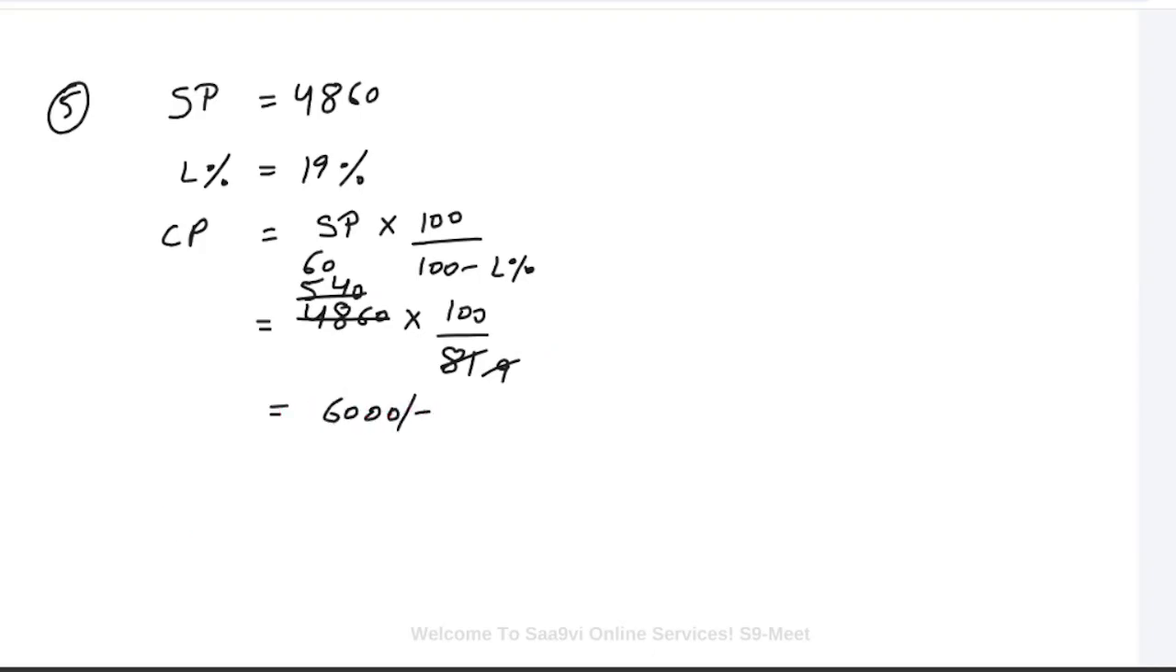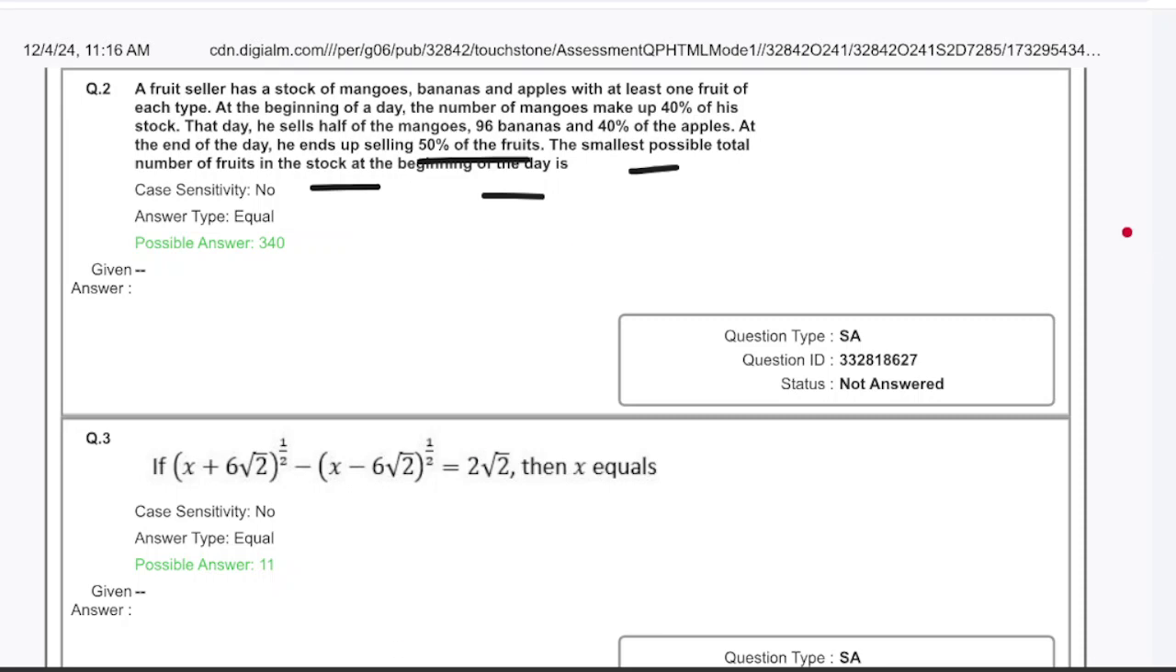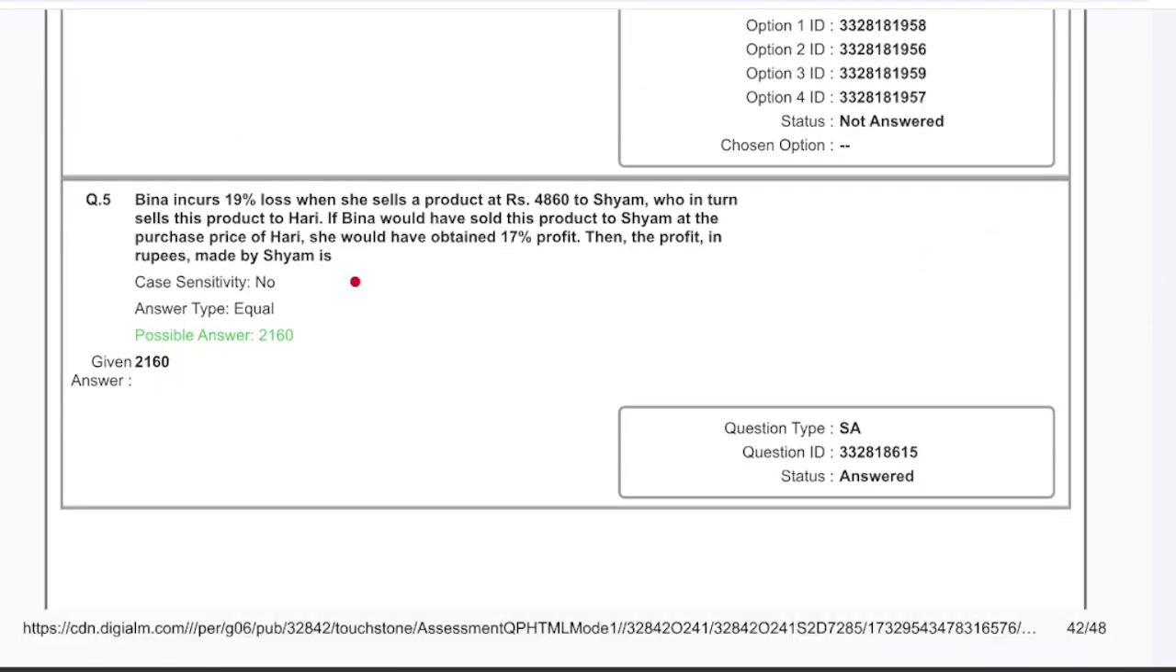Now the next part of the question says Sham in turn sold it to Hari. If Bina could have sold this product to Sham at the purchase price of Hari, she would have obtained 17% profit. Now this was the selling price for Bina and cost price for Sham. Now Sham sold it to Hari, we don't know the amount. But they say if Bina would have sold this product to Sham at the price of Hari, like the price at which Sham sold it to Hari, that amount we have to calculate. She must have obtained 17% profit.